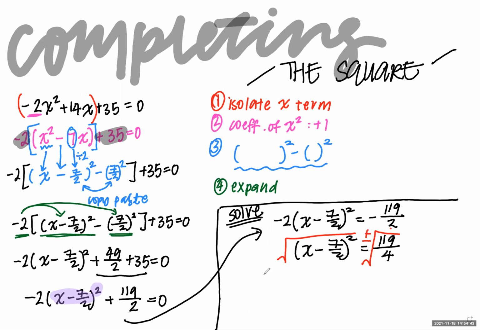So at the end of the day, you'll get x minus 7 over 2, because you square root the square is already gone, is equal to positive square root 119 over 4, or x minus 7 over 2 is equal to negative square root 119 over 4. So from here, you can continue solving, and then you will get two answers of x. The end.